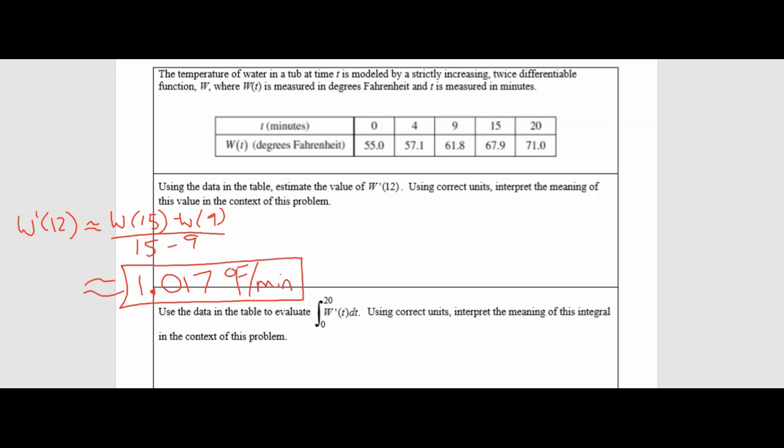Interpret the meaning of this value in the context of the problem. Well, this value represents the average change in temperature on the interval 9 to 15, or the average rate of change in temperature. Now, it's an estimate of the rate of change in temperature at t equals 12, but it's not the exact value. It may be this value, it may be something else. All we know is that this is an estimate. What we do know is that this is the average rate of change of temperature over that interval.